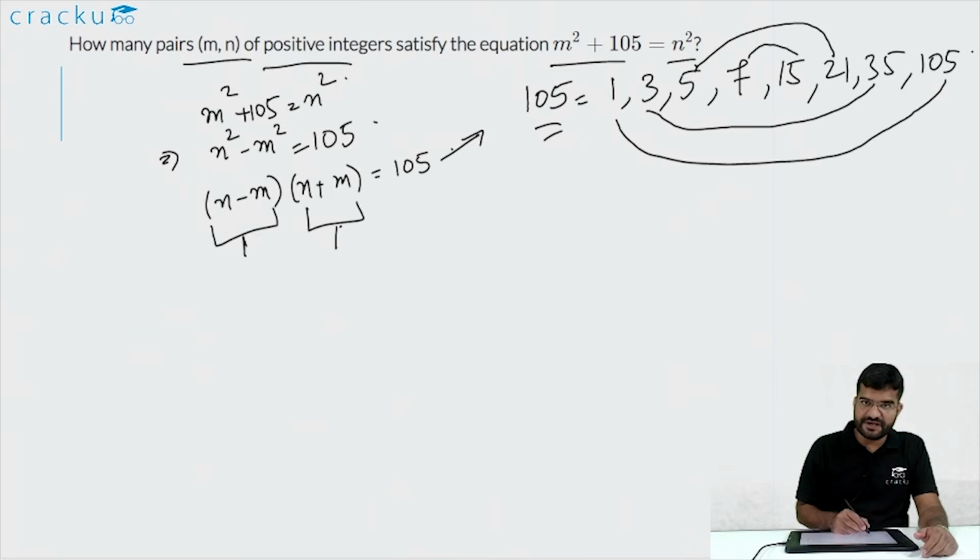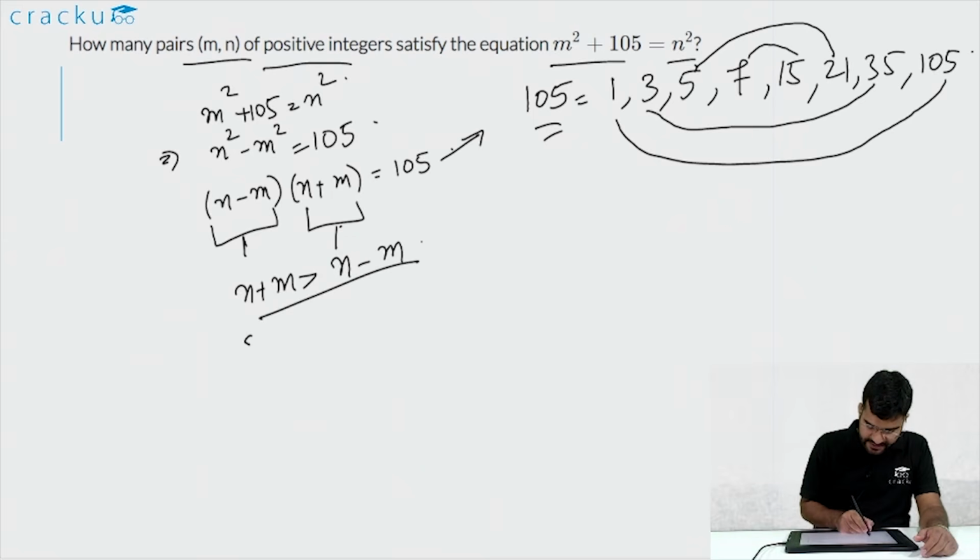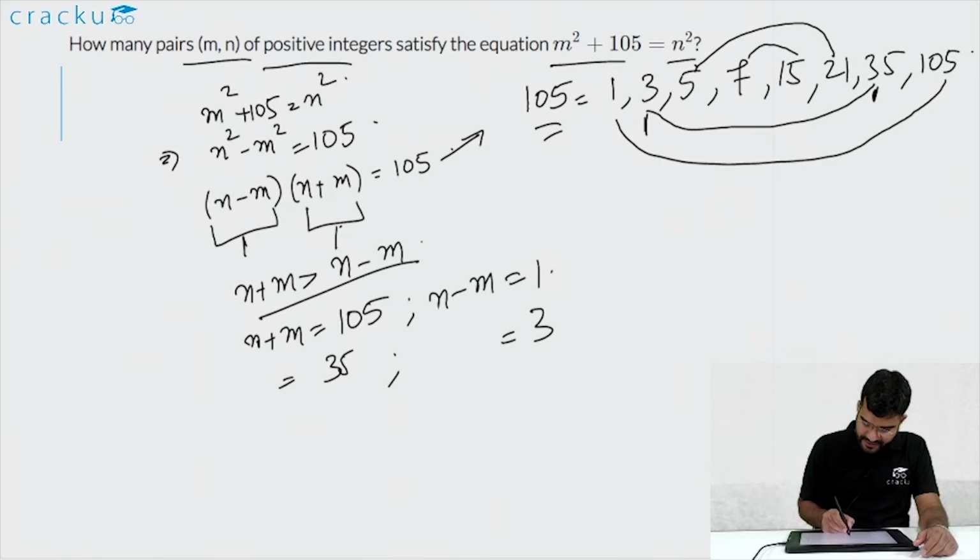And n + m will be greater than n − m because n and m are positive integers. So the only cases which are possible are n + m is equal to 105 and n − m is equal to 1. The second case that is possible is n + m is equal to 35 and n − m is equal to 3. Notice that when you multiply them you are going to get 105. The third case is that n + m is equal to 21 and n − m is equal to 5. And finally n + m is equal to 15 and n − m is equal to 7.